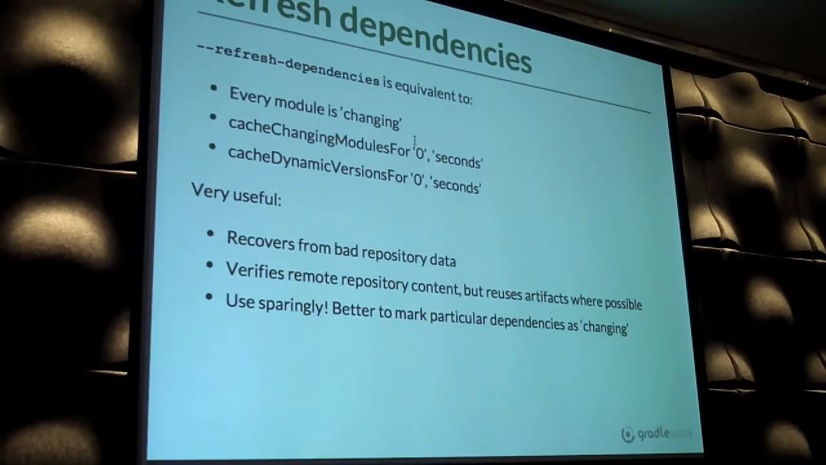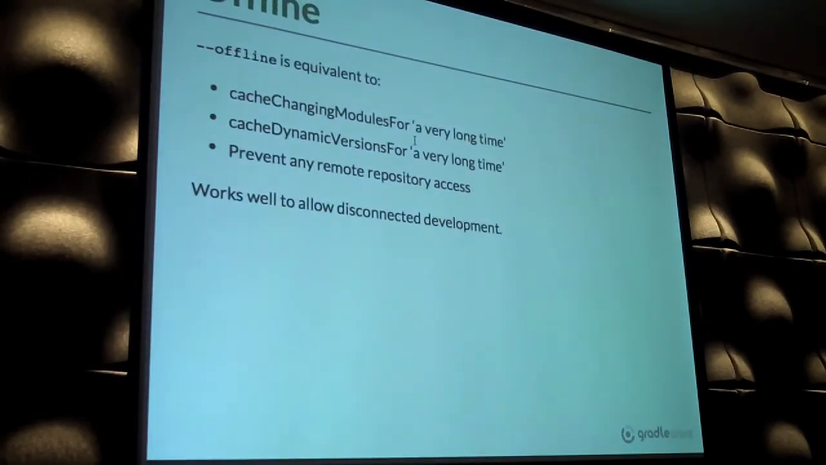And kind of the opposite to that is offline. So offline is a way to work disconnected. All we're really doing when we say offline is basically cache changing modules and dynamic versions for a long time, and then prevent all remote repository access. So we will just fail if anything tries to do a remote access. As long as everything's in your cache, it doesn't matter whether it's a changing module or a dynamic version, if you've got something cached, it will just use that. So it's pretty nice for working on the plane and things like that.